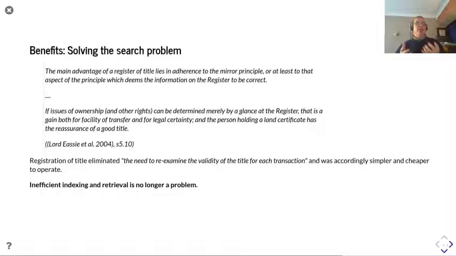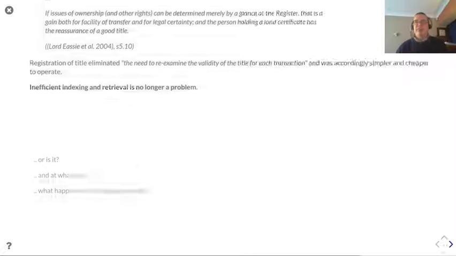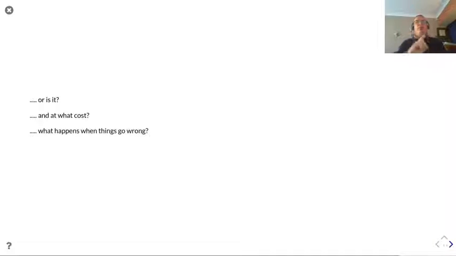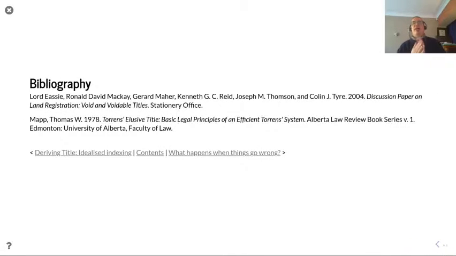Now, I see that broadly as a problem of indexing. And we've already shown in our idealized indexing scenario that this is no longer a problem using modern techniques and modern technology. Again, we will open that box a little bit later. So, is life as simple as that with a title register? What are the costs in terms of using title registration, particularly in terms of the variation in legal position? And what happens when things go wrong? We'll dive into each of those in a later video.